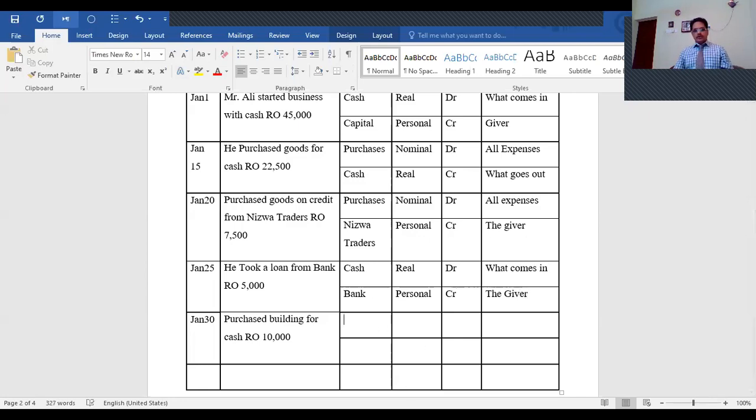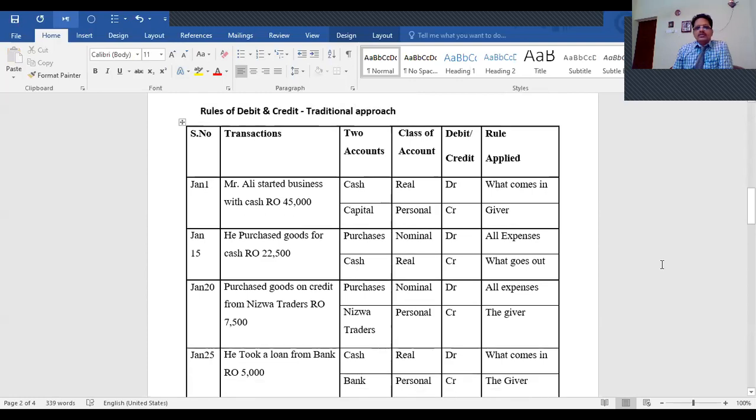Now this is a purchase of building for cash. You know, for two accounts there is no change: building and cash. Building is an asset and comes under real account. Cash also comes under real account. Now you have to check the real account rule: debit what comes in. Building is coming into the business, so debit what comes in. And the real account cash is going out here, so credit what goes out. So these are the rules we applied, both the rules.